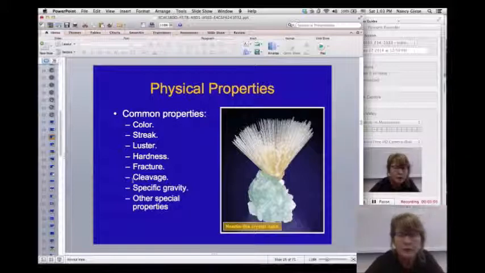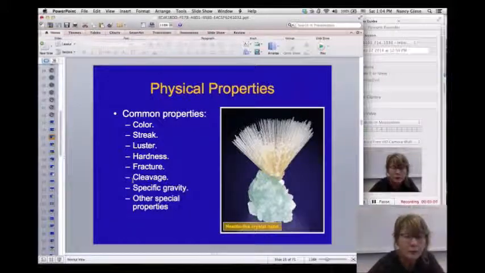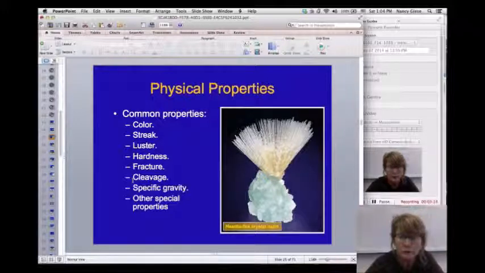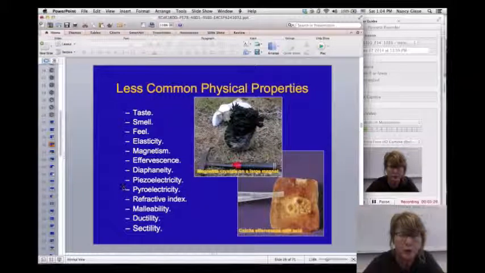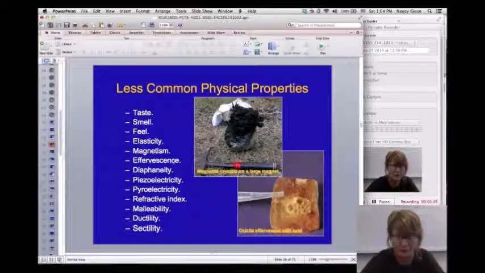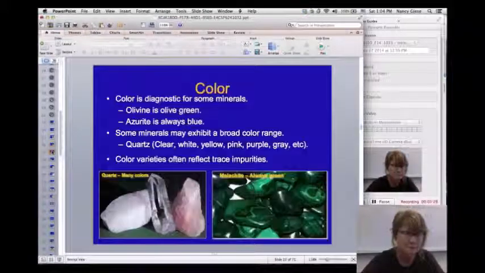So there are lots of different types of physical properties. These are some that we will be looking at, and I will go through each one of these that you need to do in the lab. But there are lots of other properties. Some of them are only useful for a small handful of minerals. Most of these we will not be looking at. We will look at a couple of these, like magnetism and effervescence, which another way of saying that is a reaction to acid.